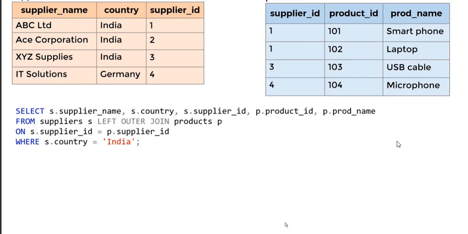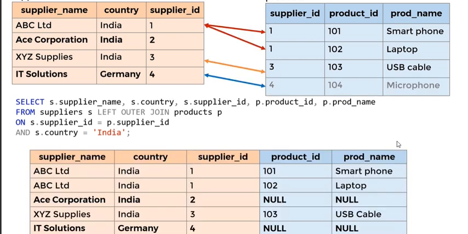Okay, let's try removing the WHERE clause and instead placing the predicate in the ON clause using the AND operator. At first you may think that this will return the same result as before. However, this is not the case. Instead the query will return the following result. Notice that we now get IT Solutions in our query result.